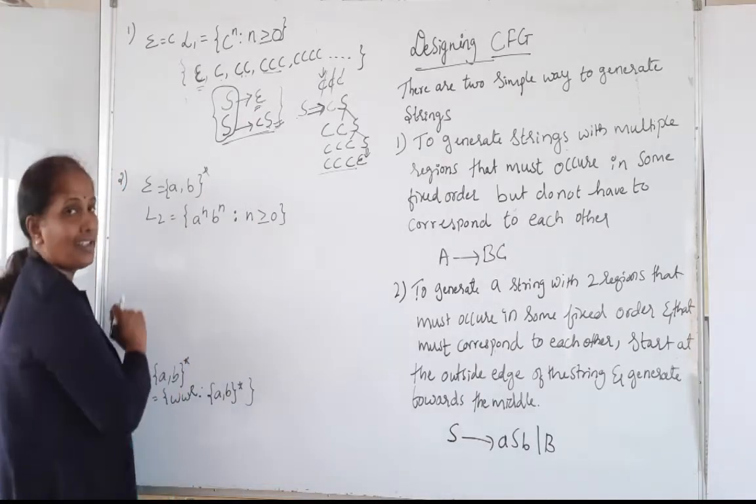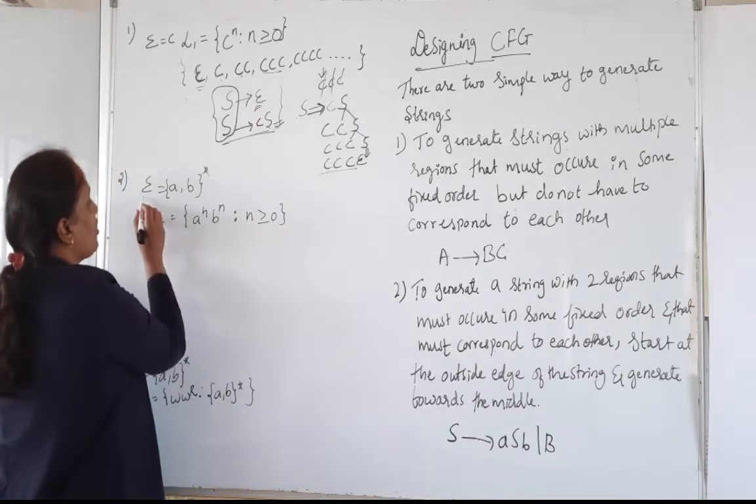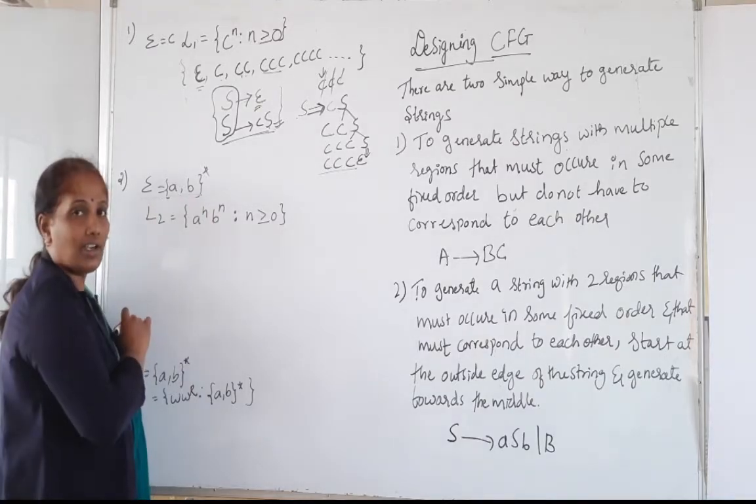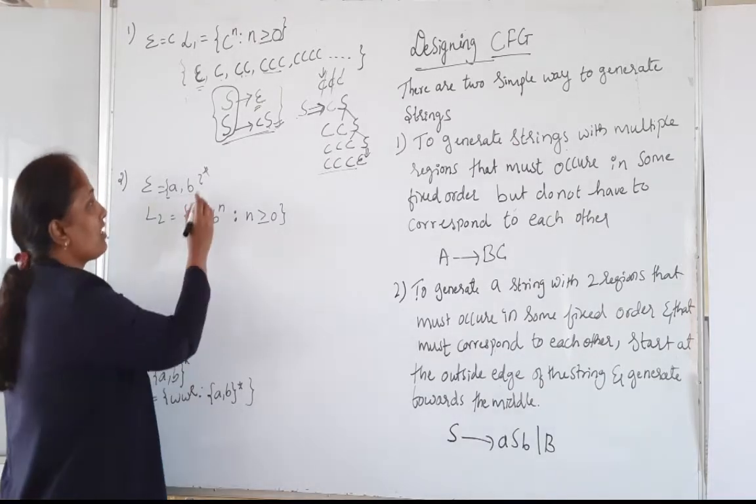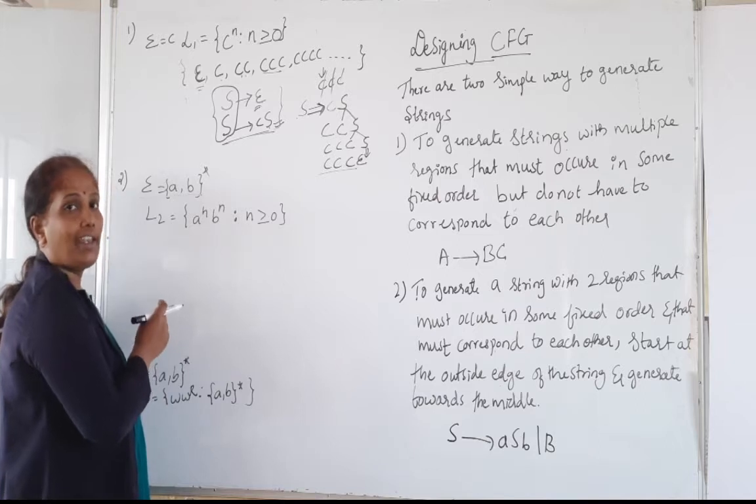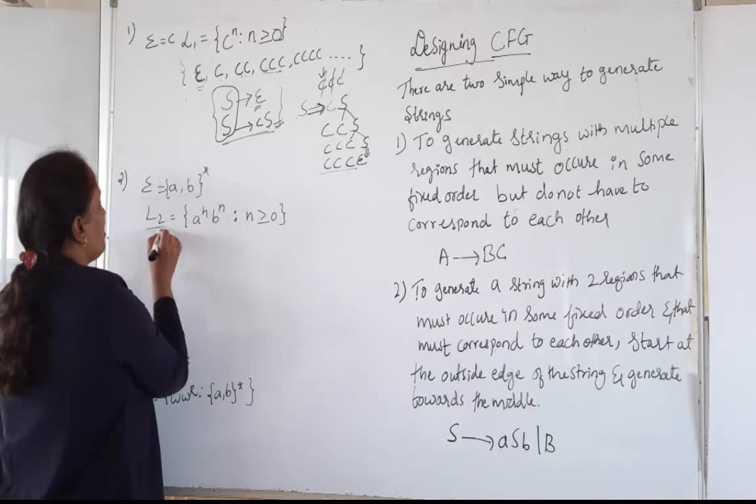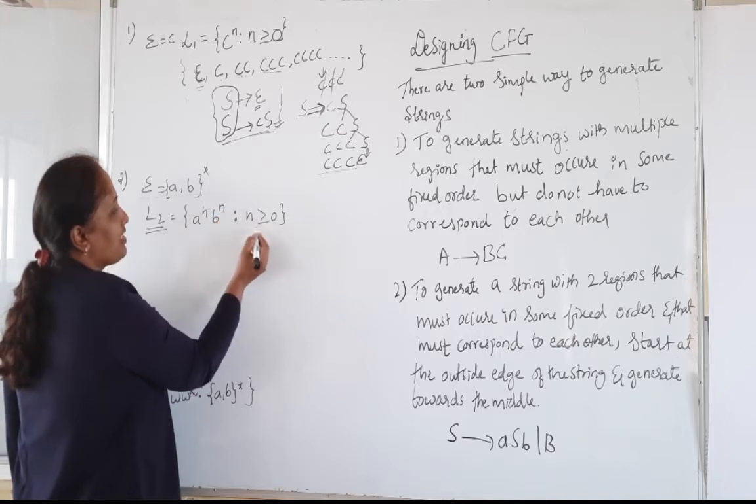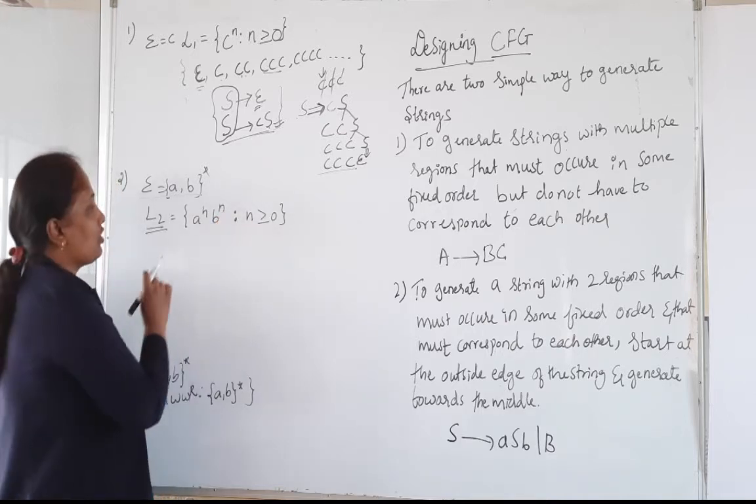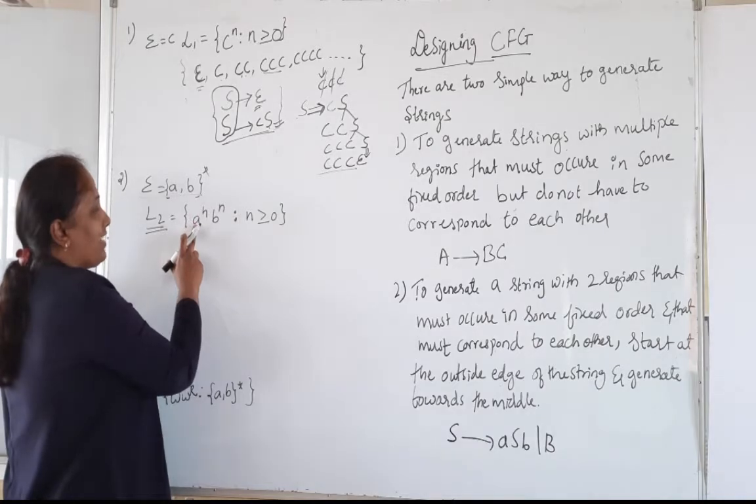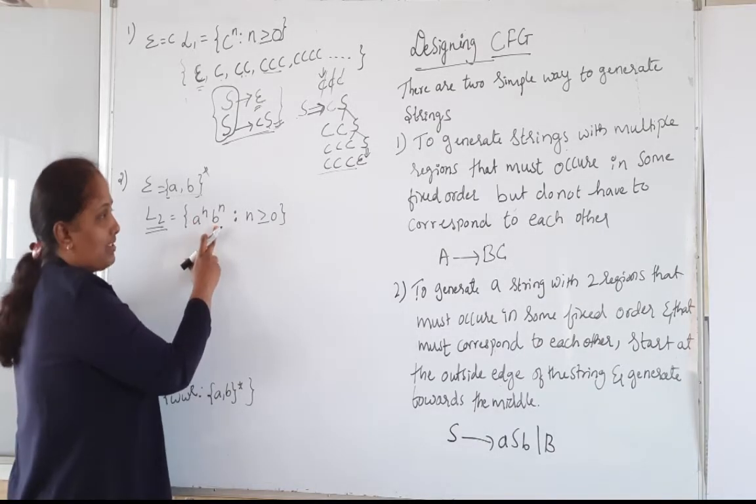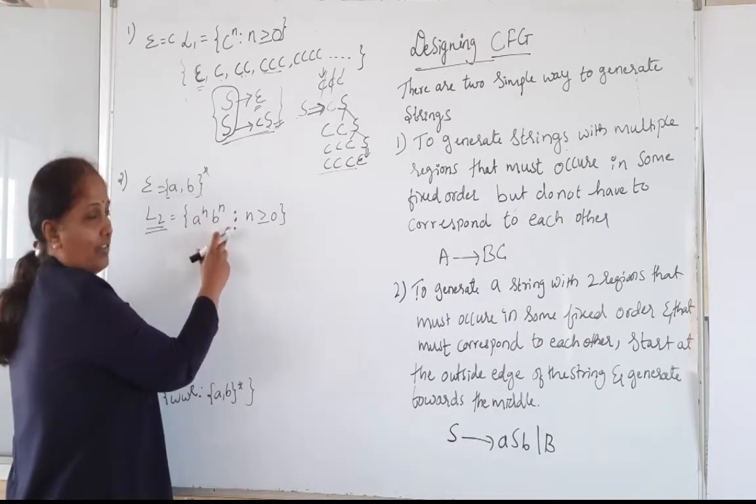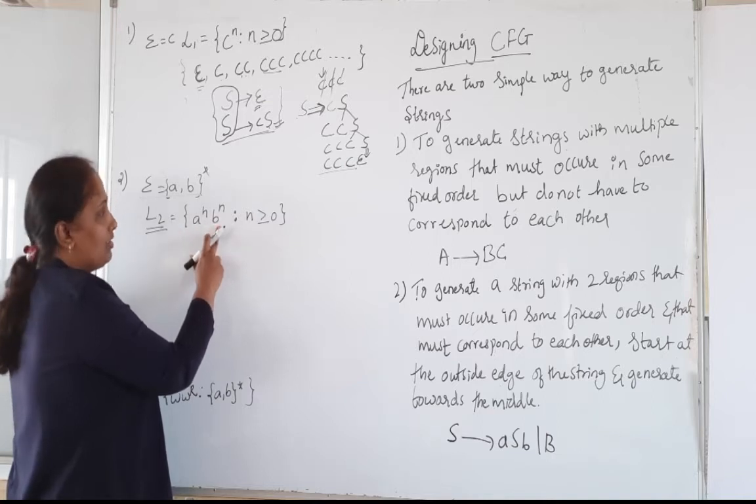Next, consider the second language here. So what is the second language? What is the alphabet set? Alphabet set contains A and B, and occurrence of A and B is 0 or any number of times. So the language given here is A raised to n, B raised to n, where n is greater than or equal to 0. So what do you mean by this? You are accepting 0 or any number of A's, any number of B's.